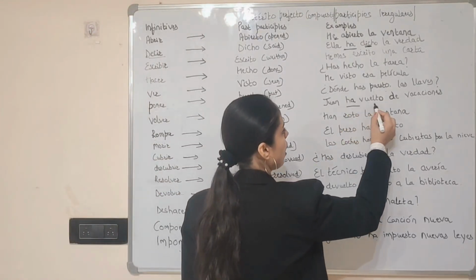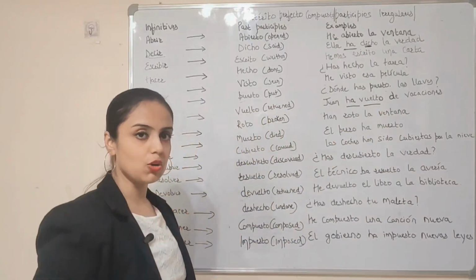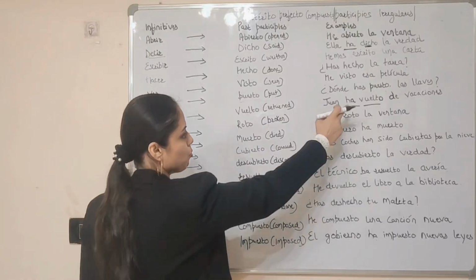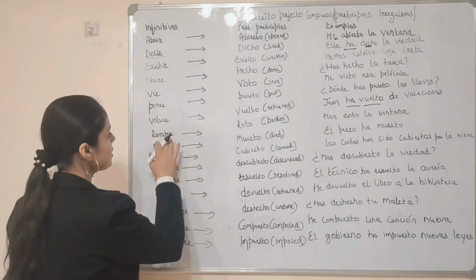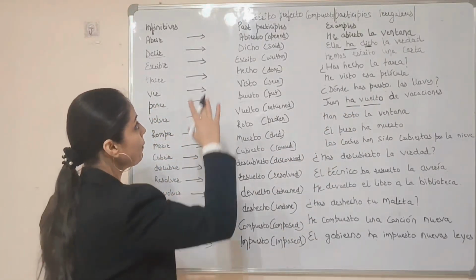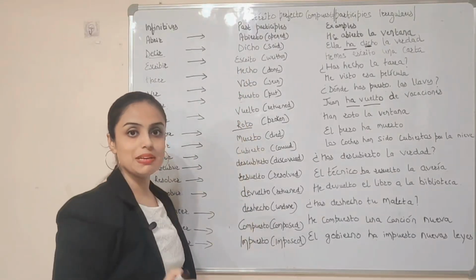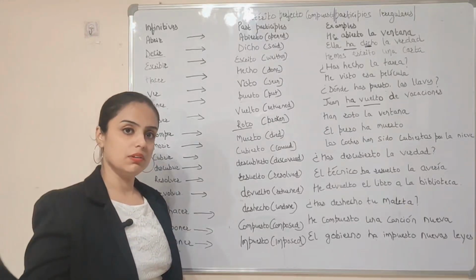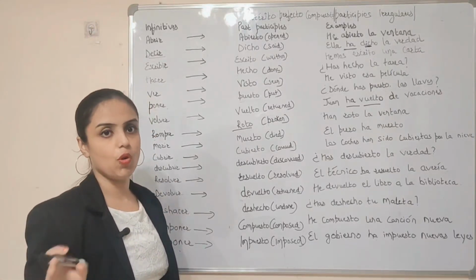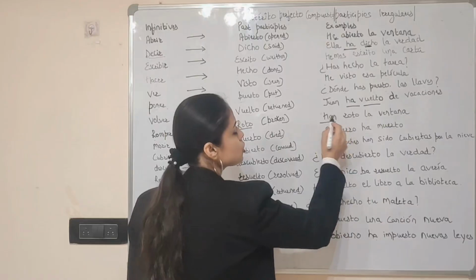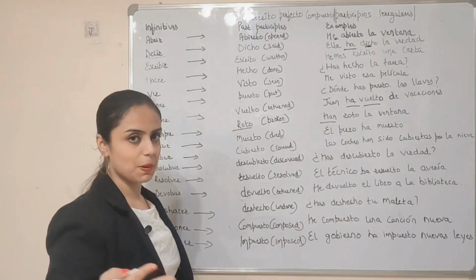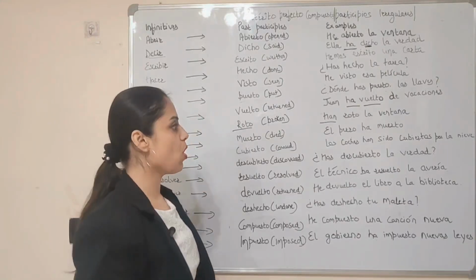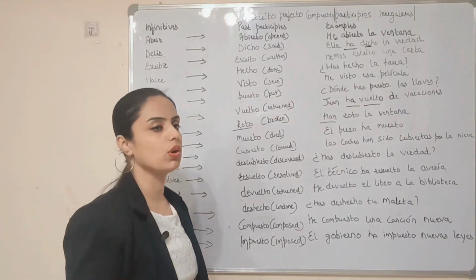So ha vuelto, right? We are talking about third person, and haber, third person singular is ha. Vale? The next one is romper. The past participle of romper is roto. Roto means broken. So han roto la ventana. The third person plural form of haber is han. Vale? So han plus past participle, han roto la ventana. They have broken the window.